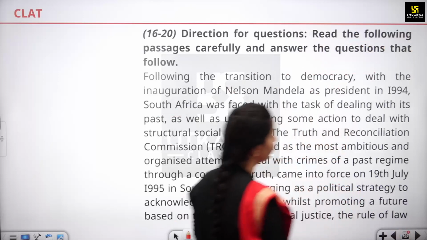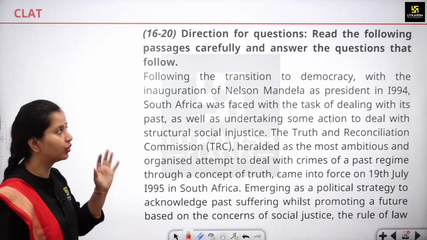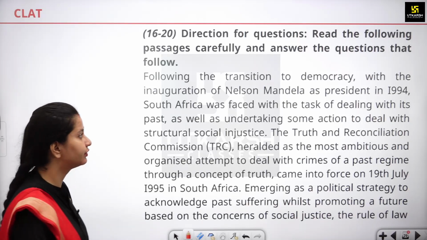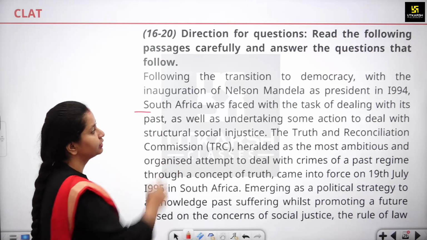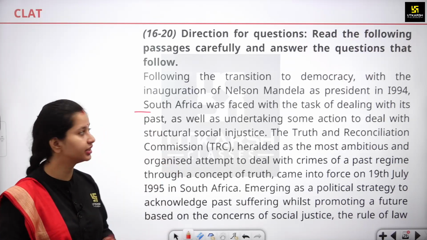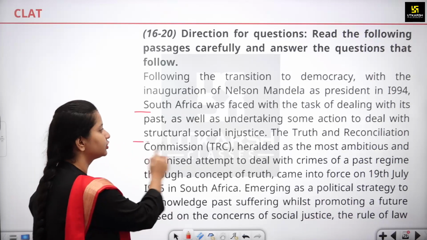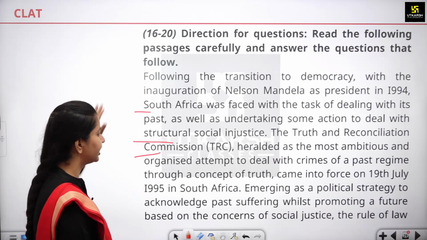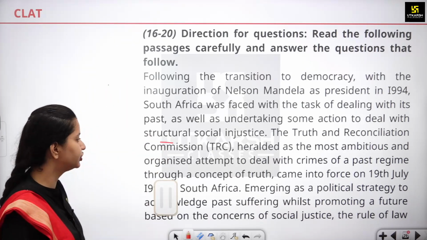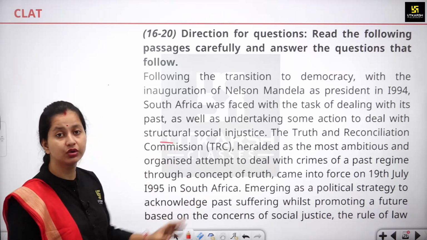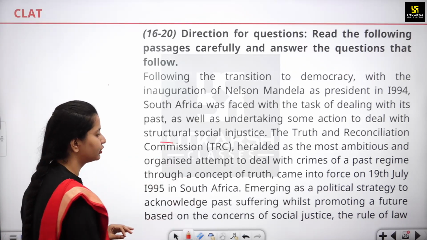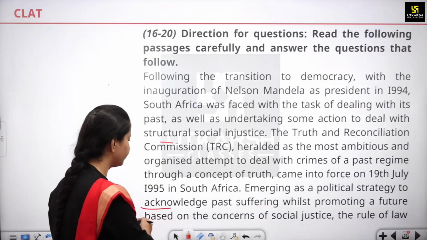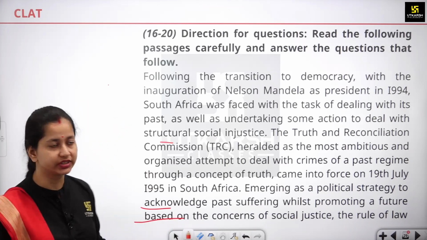Next passage that was there in your question paper was, following the transition to democracy with the inauguration of Nelson Mandela as the president of 1994, South Africa was faced with the task of dealing with its past as well as undertaking some action to deal with structural social injustice. The Truth and Reconciliation Committee, heralded as the most ambitious and organized attempt to deal with the crimes of the past regime through the concept of truth, came into force on 19 July 1995 in South Africa, emerging as a political strategy to acknowledge past suffering while promoting a future based on the concerns of social justice.